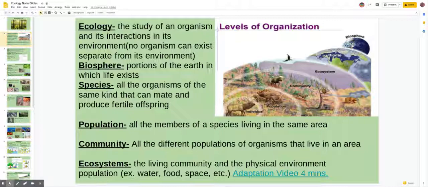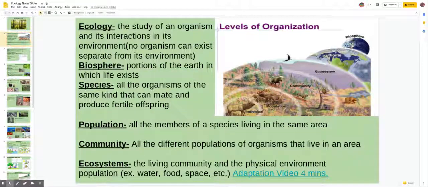Every organism has to have some interaction with the environment around it, whether or not it's in the form of its living space, finding food, finding mates, other organisms, predator, prey. So we're gonna evaluate those characteristics now.